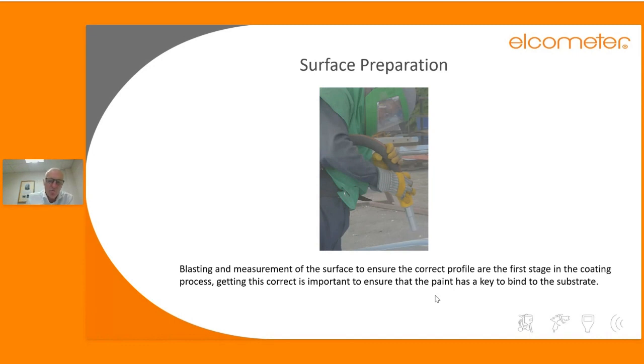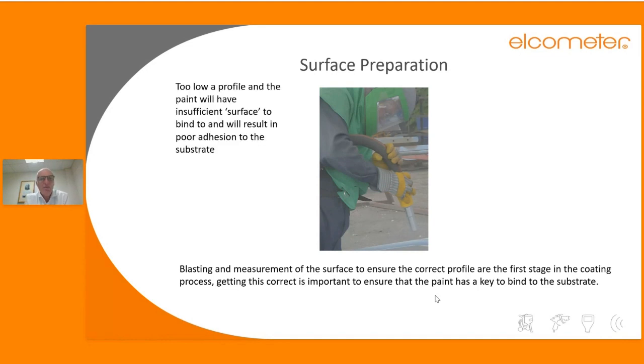it will be operating. So if we have too low a profile, then the paint has insufficient surface to bind to and will result in poor adhesion to the substrate. So in the lifetime of the coatings, it may peel off and give an access for corrosion to the pipeline, which would mean replacement, which would need a lot more work.